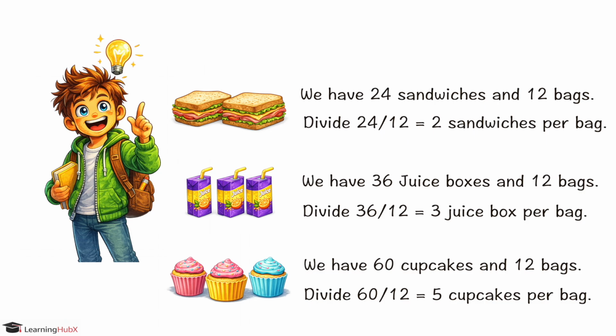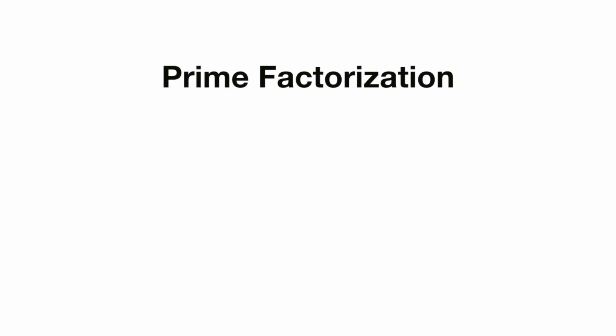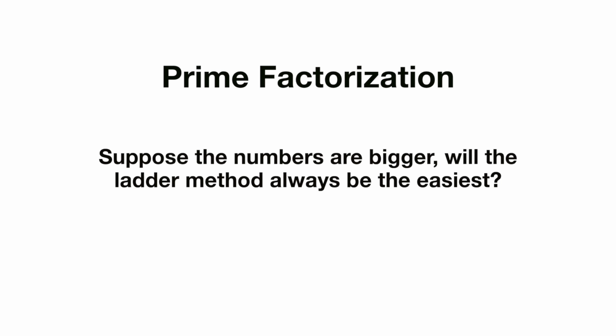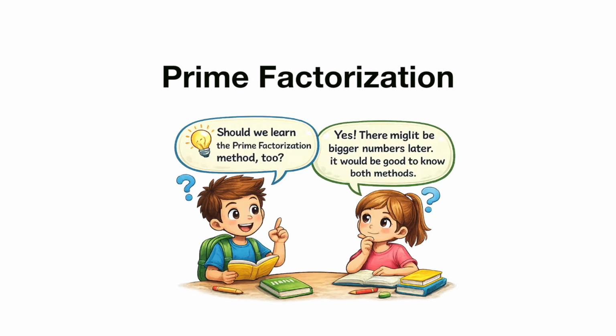HCF gave us the number of bags. Division told us what goes inside each bag. That is how maths connects to real life. We just solved this using the ladder method, and we found the HCF is 12. But here's something important. Suppose the numbers were bigger. Would the ladder method always be the easiest? Not necessarily. So the question is, is there another way to find the HCF?